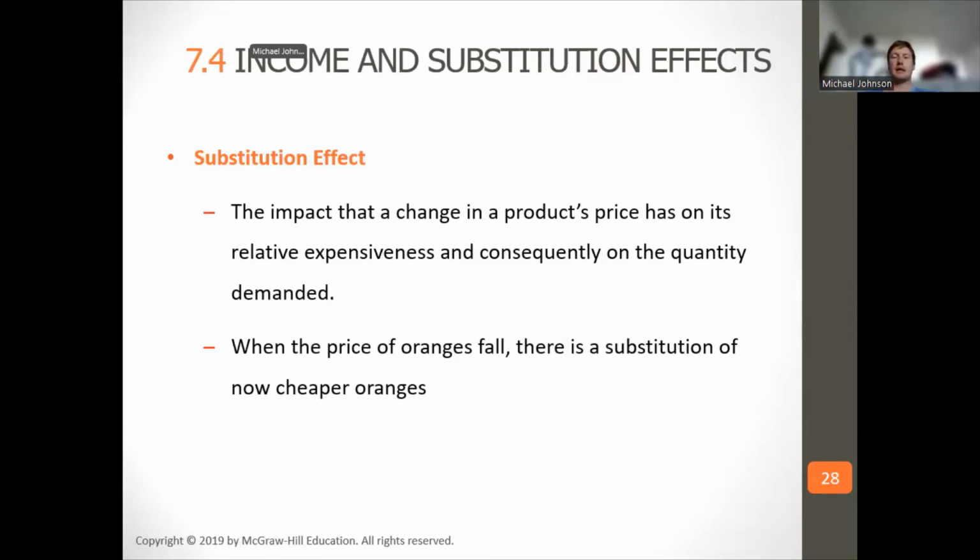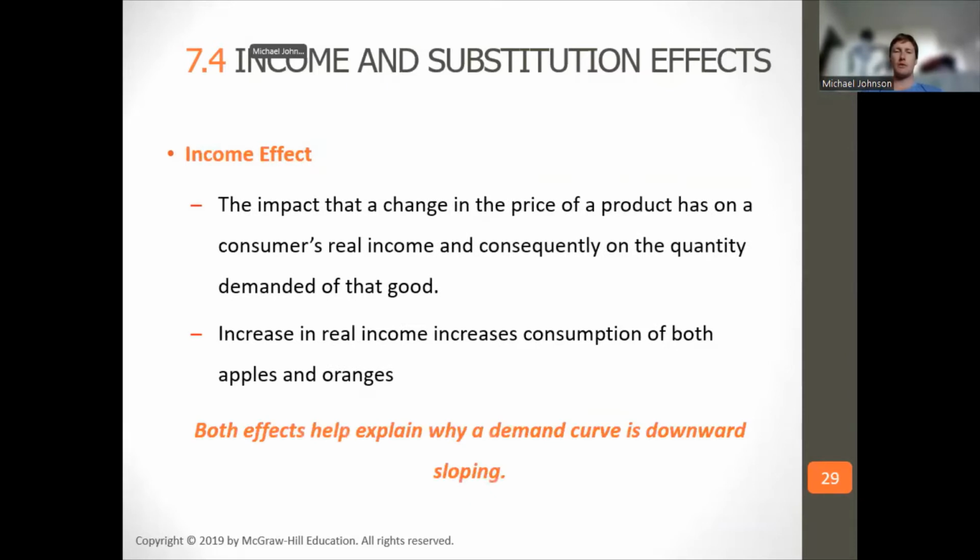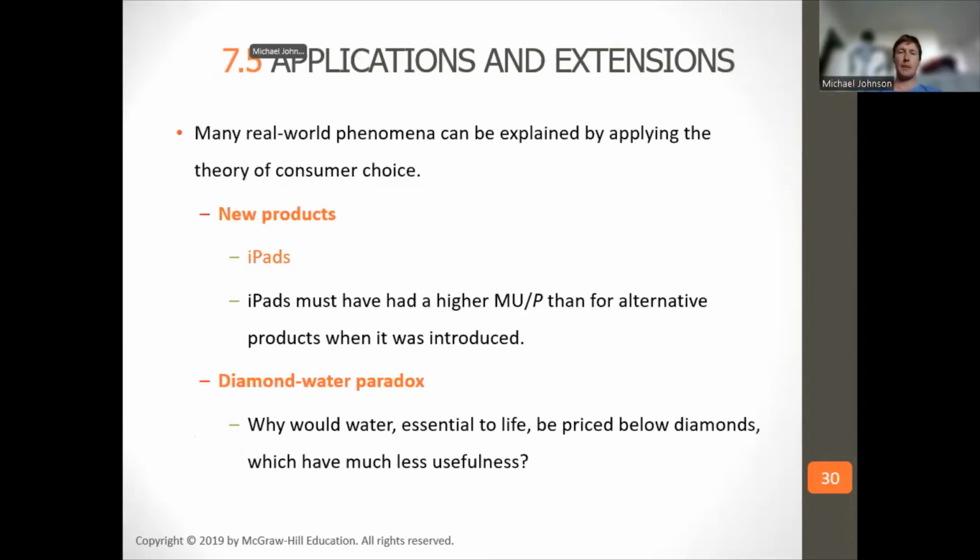The substitution effect is the impact that a change in a product's price has on its relative expensiveness and consequently on the quantity demanded. So when the price of oranges falls, there's a substitution toward the now cheaper oranges. The income effect is the impact that a change in the price of a product has on the consumer's real income and consequently on the quantity demanded of that good. So increasing real income increases consumption of both apples and oranges. This shows why the demand curve is downward sloping.